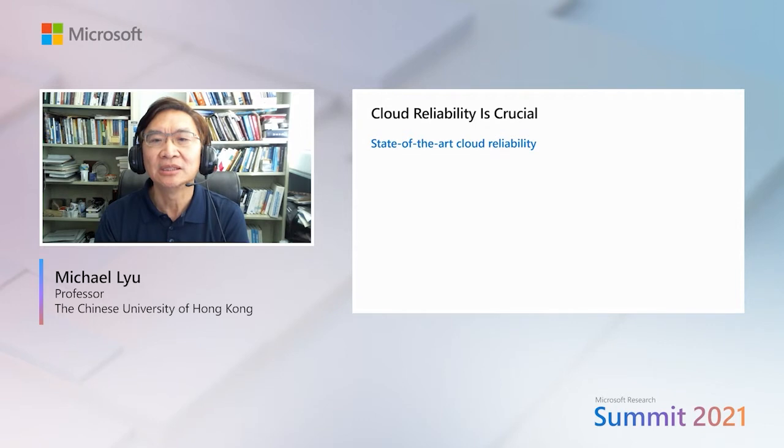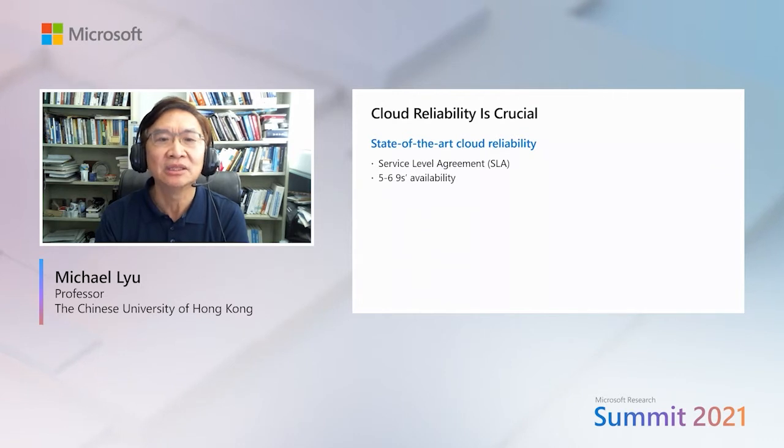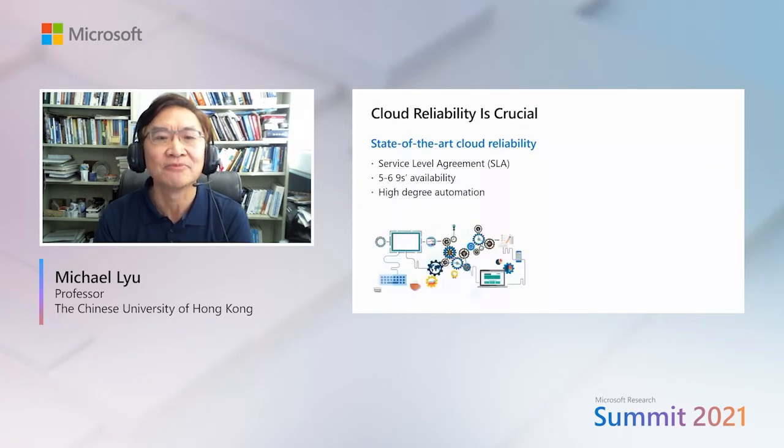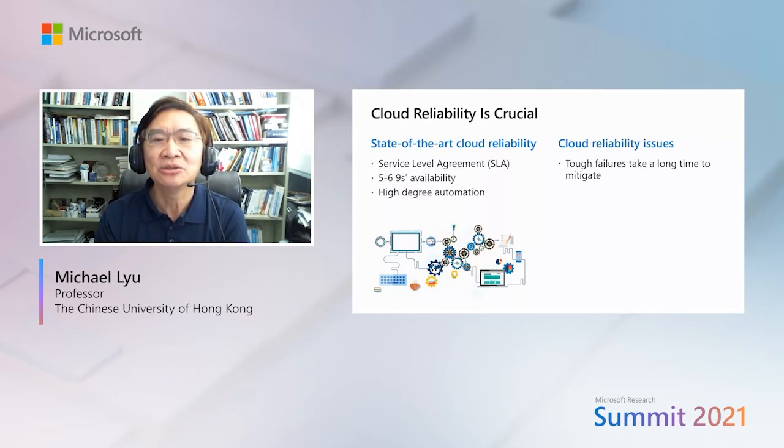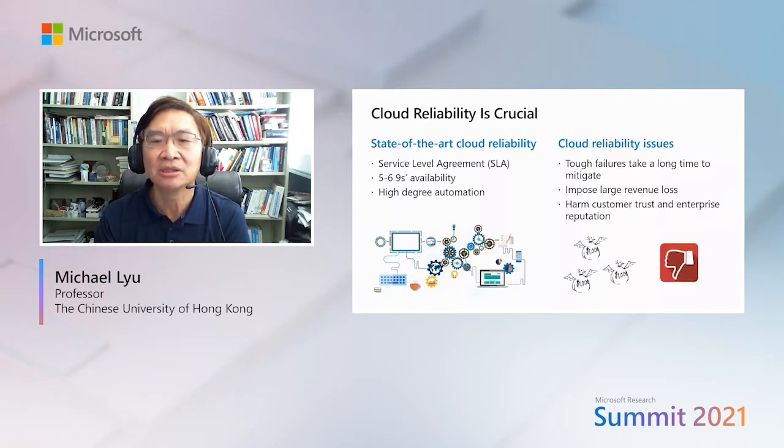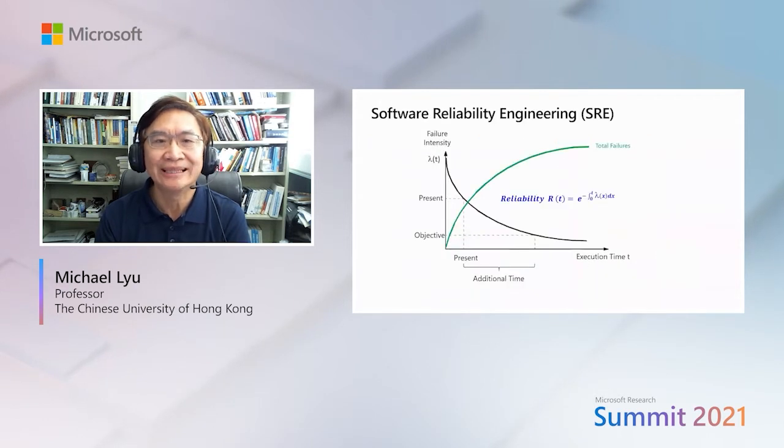State-of-the-art cloud reliability is motivated by service level agreement with 5 to 6 nines of availability and requires high degree of automation. Unfortunately, cloud failures often occur to major cloud operators. Cloud reliability issues are mainly due to the fact that tough cloud failures take a long time to mitigate manually. They impose large revenue loss on the company and harm customer trust and company reputation, and it will affect everybody's daily life. Cloud failures are often software-induced or software-related.